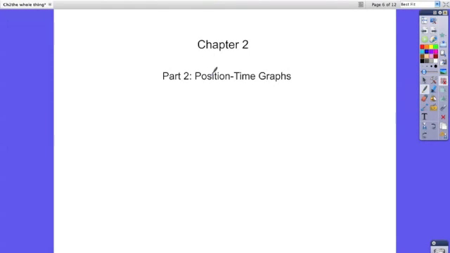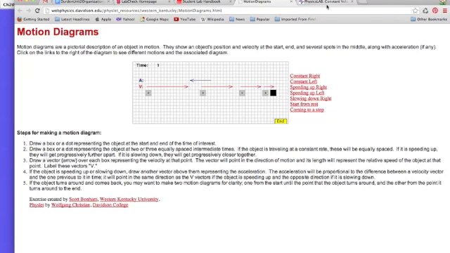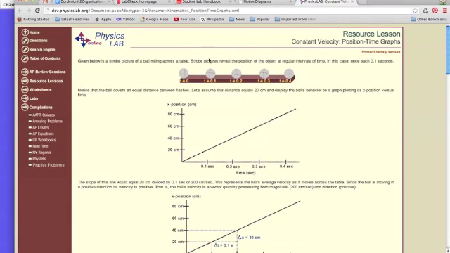Chapter 2, Part 2, Position Time Graphs. I really like this website, and so we're going to go to our browser window. They have an excellent discussion of position time graphs with way better graphics than I could create. So let's look at this.